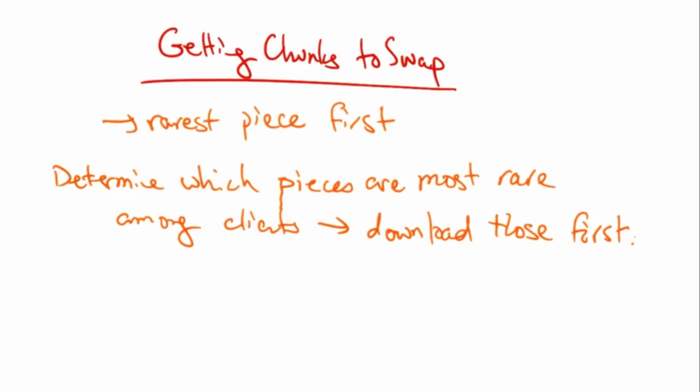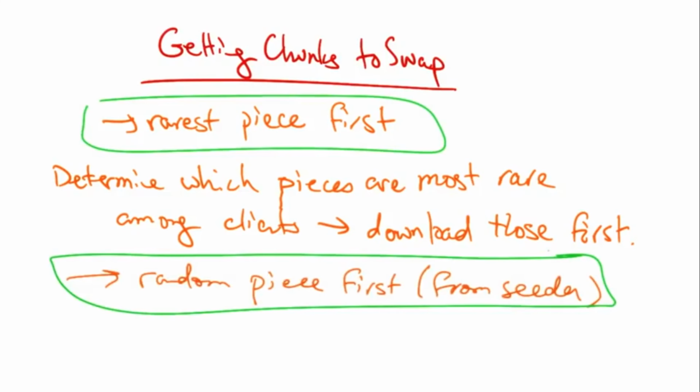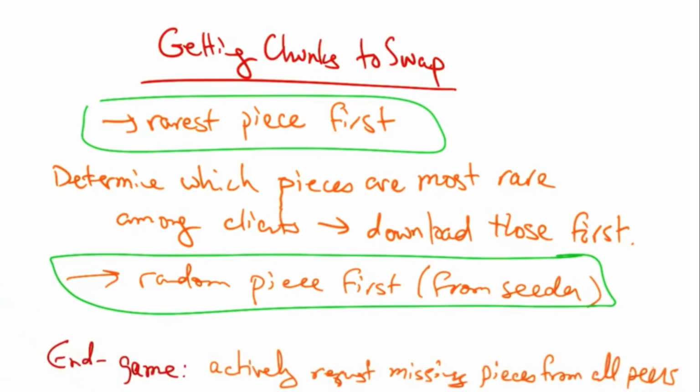This ensures that the most common pieces are left to the end to download, and that a large variety of pieces are downloaded from the seeder. Additionally, if a client has nothing to trade, it's important to get a complete piece as soon as possible. Rare pieces are typically available at fewer peers initially, so downloading a rare piece first is maybe not a good idea. So one policy that clients use is to select a random piece of the file and download it from the seeder. In the endgame, the client actively requests any missing pieces from all peers, and redundant requests are canceled when the missing piece arrives. This ensures that a single peer with a slow transfer rate doesn't prevent the download from completing.